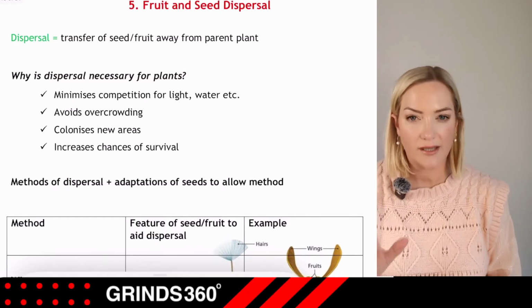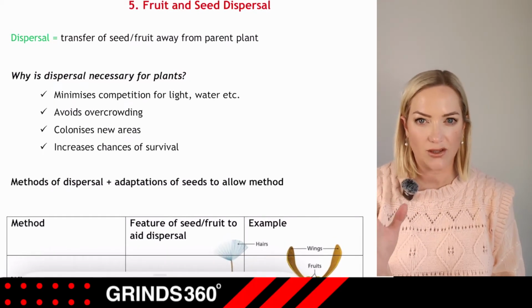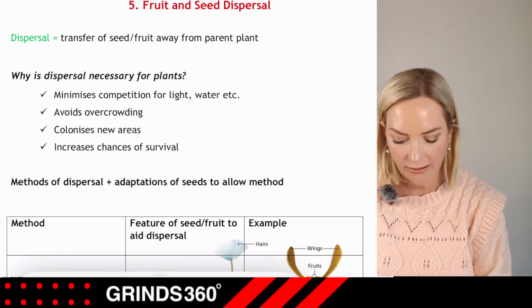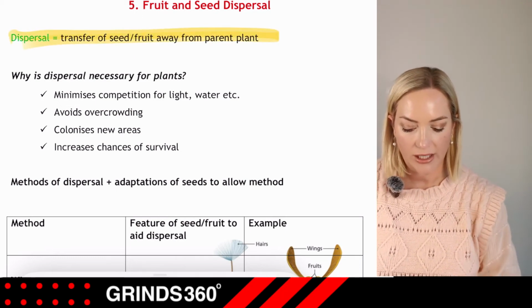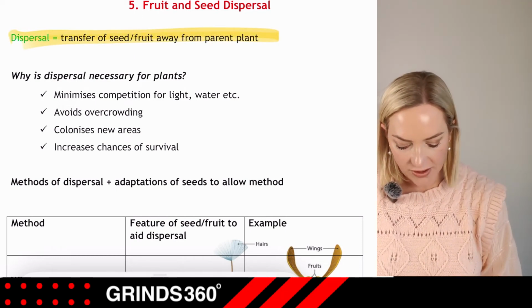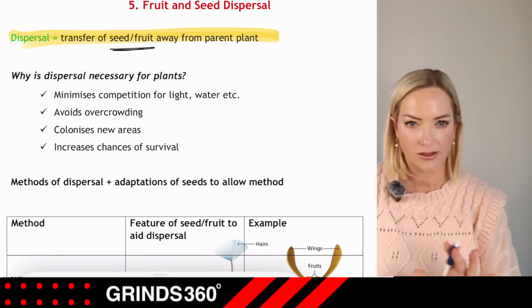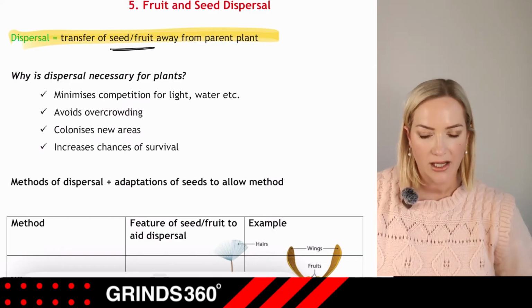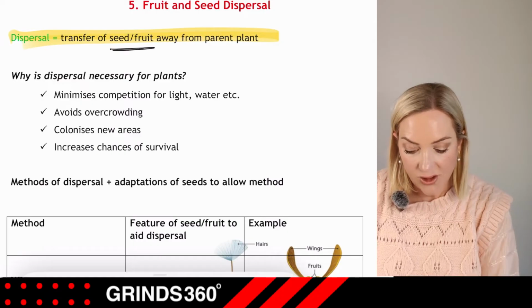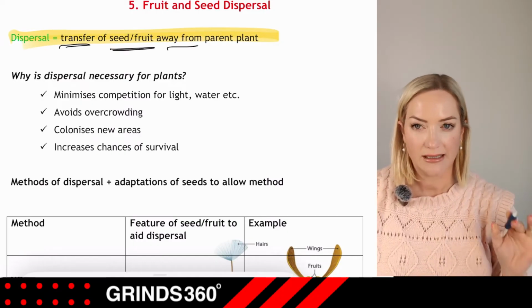So dispersal, what does it mean? It's the transfer of the seed or the fruit away from the parent. Know that definition, please. So you can say seed or fruit away from the parent. So that's what we want to see. That is the transfer away from the parent plant.